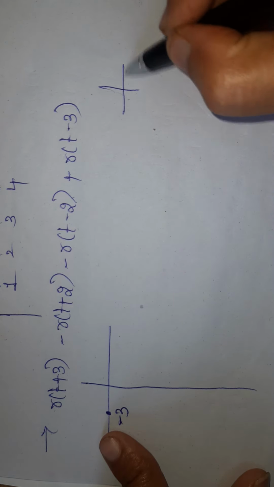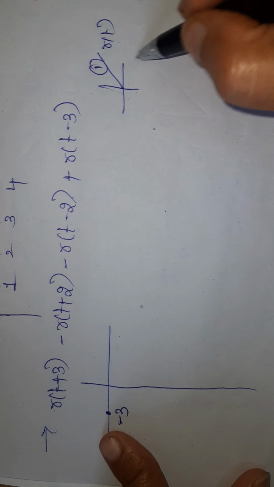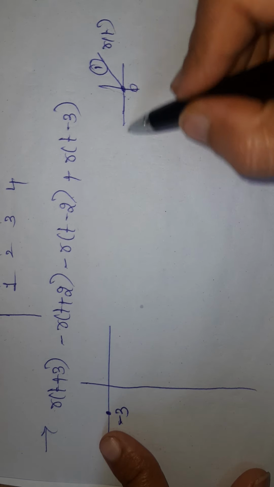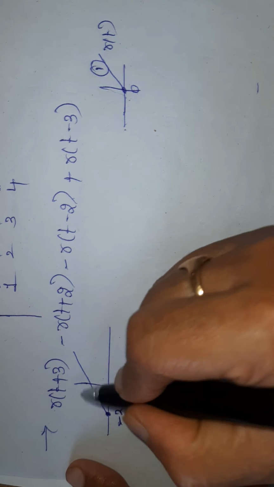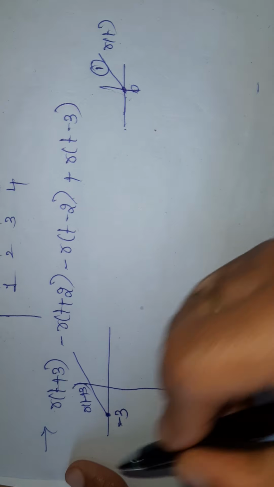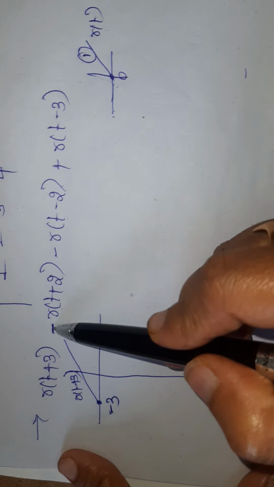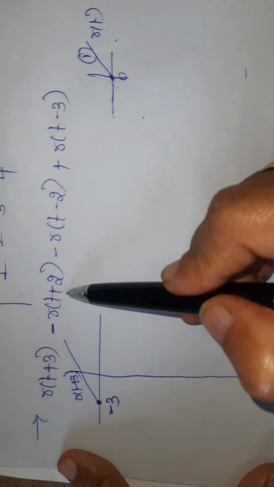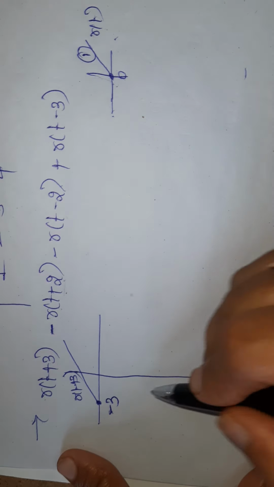Actually this is r of t having slope 1, and if I want to write r of t plus 3, okay, it is shifted towards left by 3 units. Okay, that's why it is minus 3 like this, r of t plus 3. Next, minus of r of t plus 2. Here we are having negative slope and it is r of t plus 2. This is r of t plus 2 means advanced version and it is advances by 2 units with the minus slope.